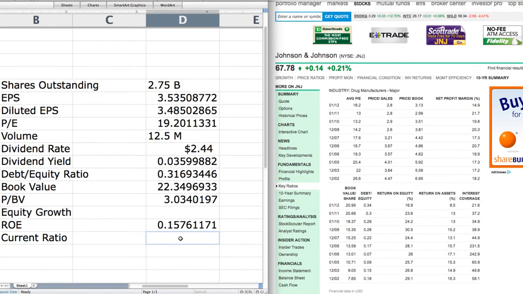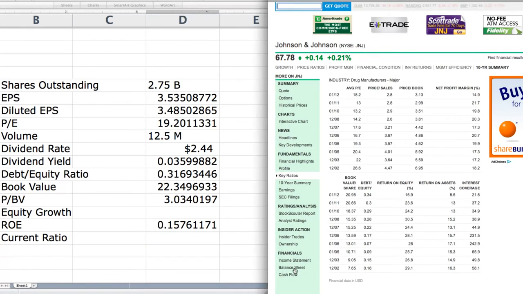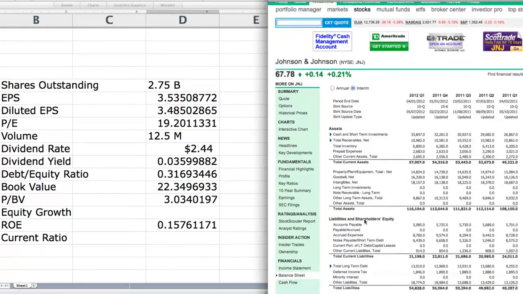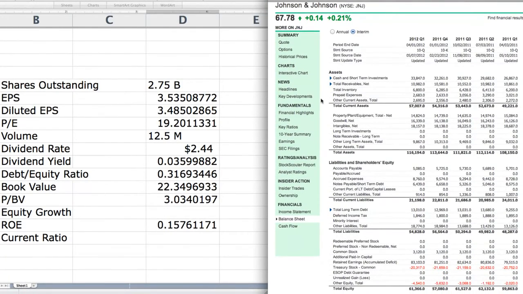Okay, so the last thing is the current ratio. In order to figure out the current ratio, we have to go to the balance sheet. Unfortunately, the current ratio isn't calculated for you anywhere, so you have to do this calculation if you want to figure it out. You're going to go to the balance sheet, look at the total current assets, and divide that by the total current liabilities.